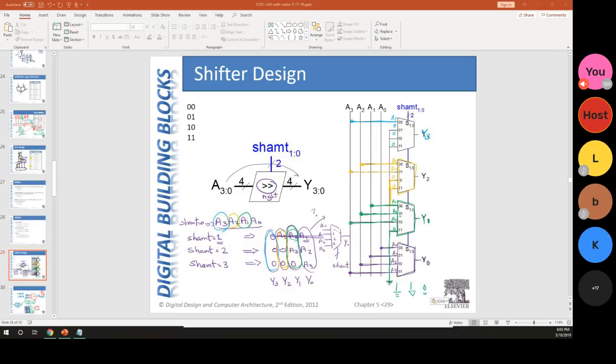What do you mean? The top one is shift 3. The bottom one is going to be shift 3, because the binary 1, 1 is 3.